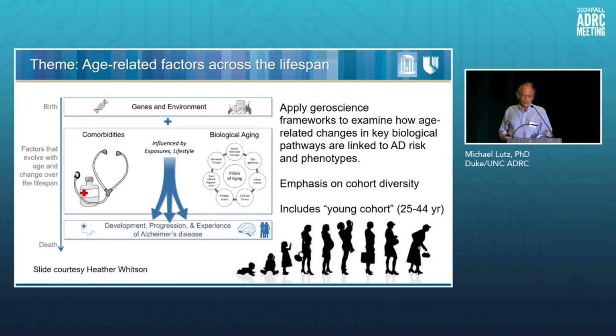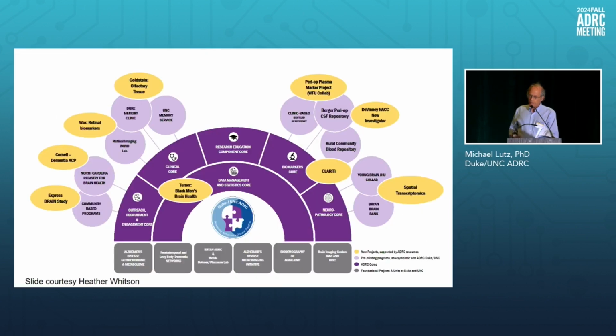As an introduction to the Duke UNC ADRC, our theme is identifying age-related changes across the lifespan that mediate the development, progression, and experience of Alzheimer's disease. This goal involves many different types of data. Several important aspects of our center include a collection of a young cohort of individuals aged 25 to 44 years, in addition to the main UDS cohort. This allows investigators to address questions about early-stage disease. As for many centers, we are focusing recruitment efforts to assemble a diverse cohort that includes typically understudied populations.